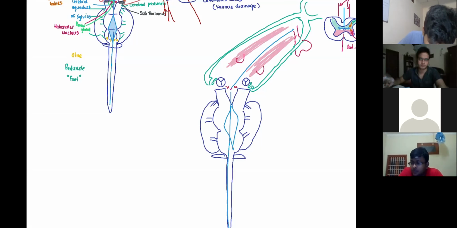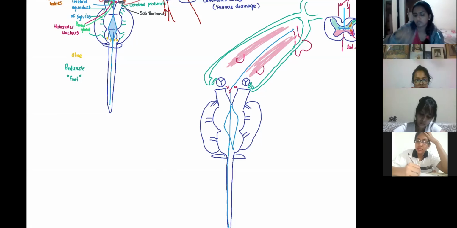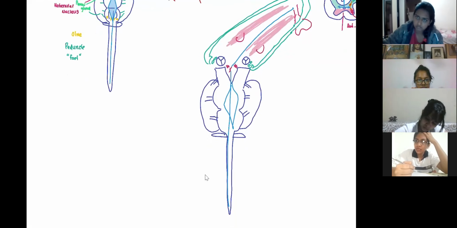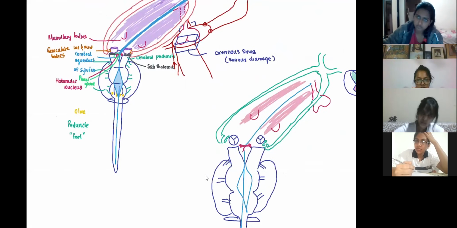Habenular nucleus, pineal gland. Can someone tell me what is released from the pineal gland? Melatonin. Okay. It releases melatonin. It regulates your sleep-wake cycles, and actually brings about changes at the correct age. Okay. Habenular commissure. There's a connection between the two habenular nuclei.